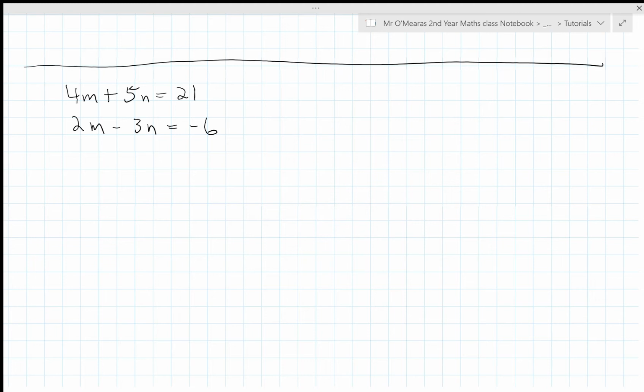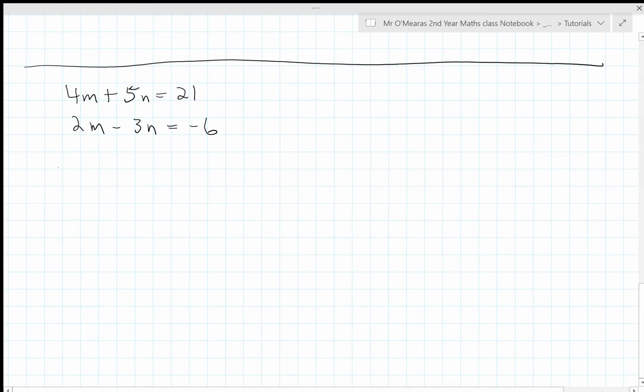Okay, we're here to look at another simultaneous equation example. In this situation, we have 4m plus 5n equals 21, 2m minus 3n equals minus 6. So we always evaluate which method we should use, substitution or elimination. Substitution is not as accessible here because one of the variables doesn't have a coefficient of 1. So it's not as straightforward.